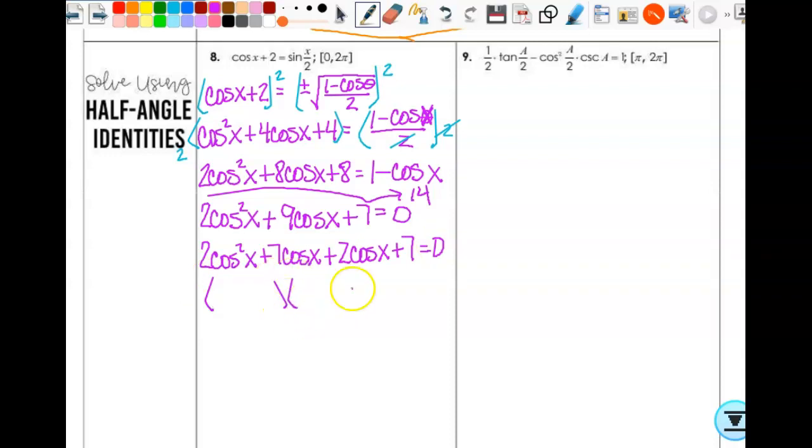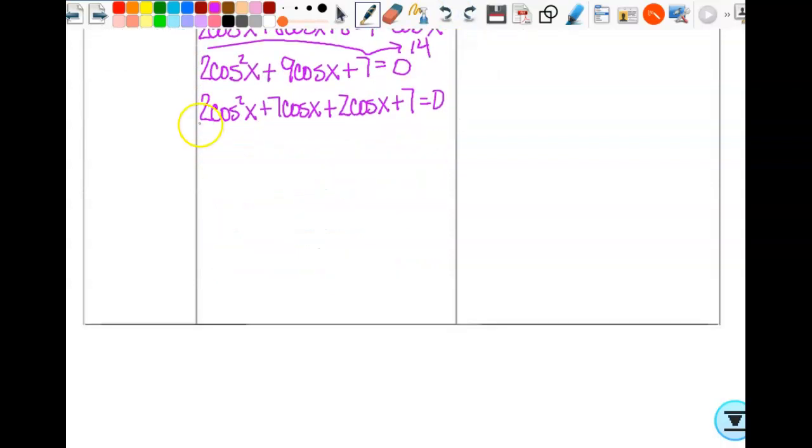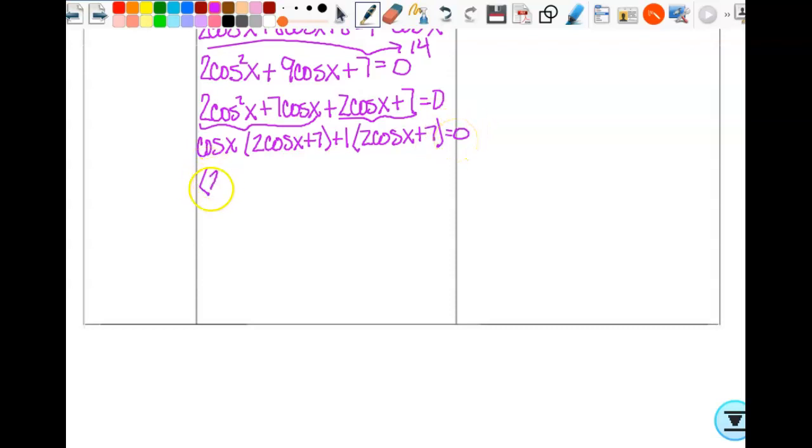I'm jumping the gun there, sorry. So out of these first two, I'm going to factor out a cosine x. That leaves me with 2 cosine x plus 7. Out of these two, I can factor out a 1. That leaves me with 2 cosine x plus 7. All that equals 0. So I get 2 cosine x plus 7 times cosine x plus 1 equals 0.